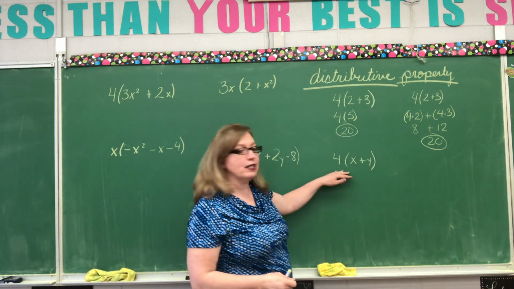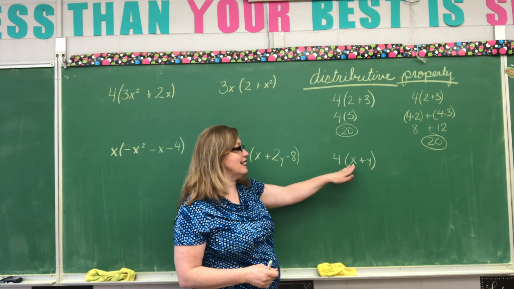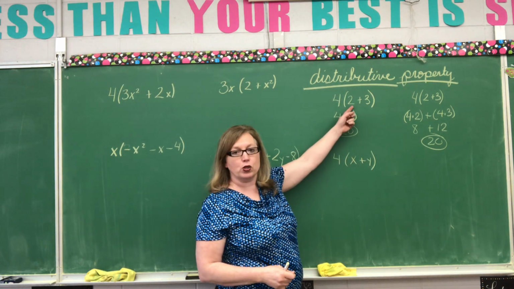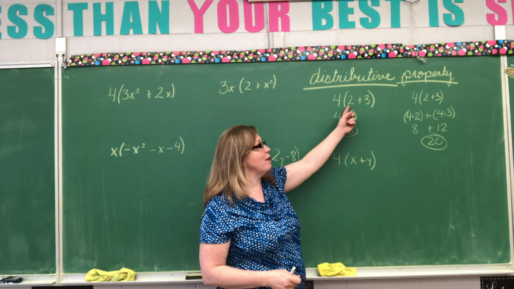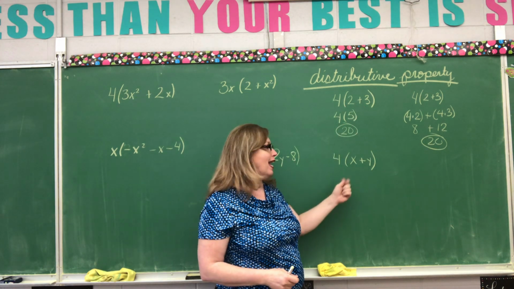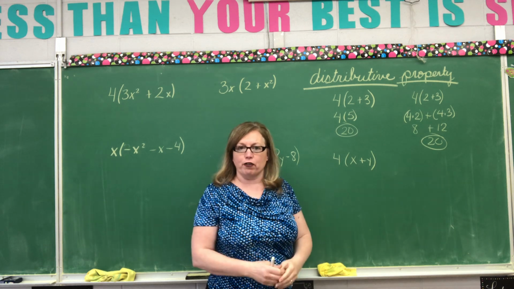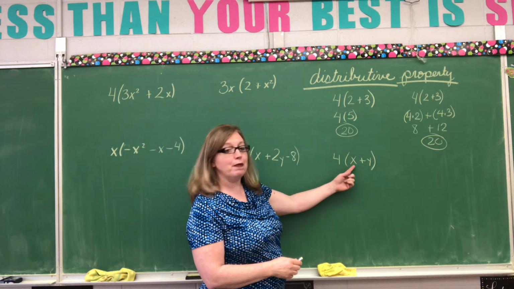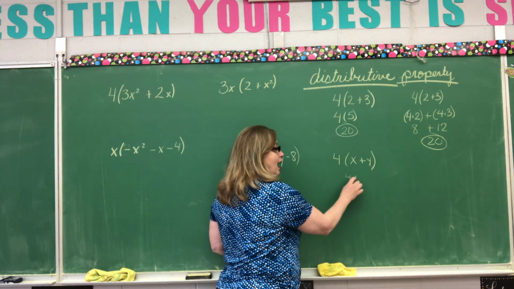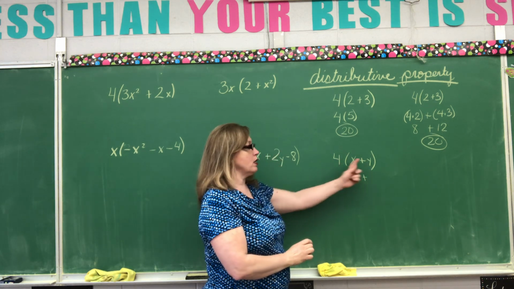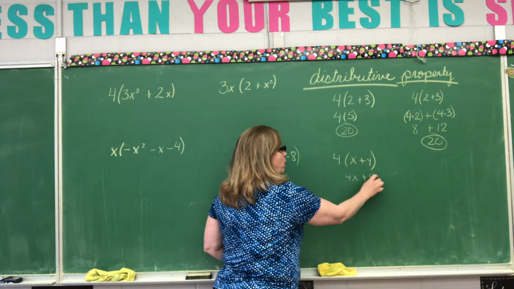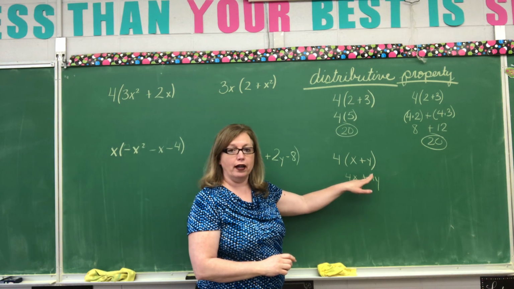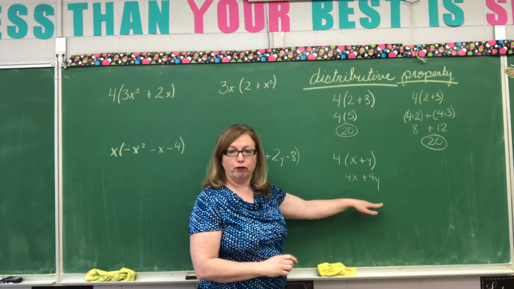Okay, let's look at this problem here. We have 4(x plus y). Now, I cannot work this problem the way I did the one above, because there I added my 2 and 3 and then multiplied. Well, I cannot add x and y because I don't know their value. So what I have to use is the distributive property and say 4 times x is 4x plus 4 times y is 4y. So the answer to 4(x plus y) is actually 4x plus 4y.